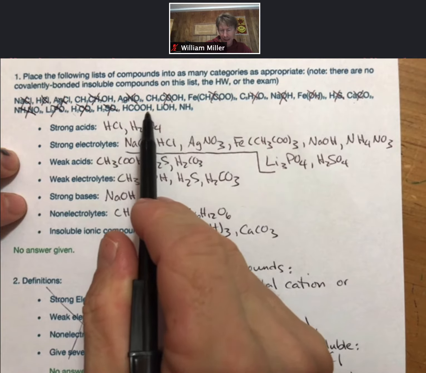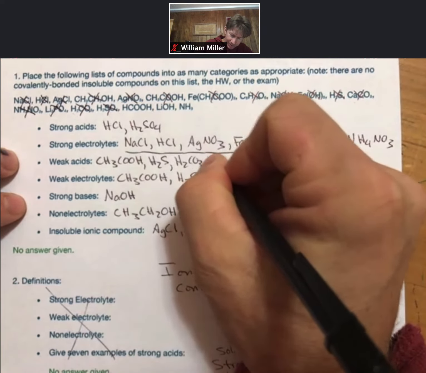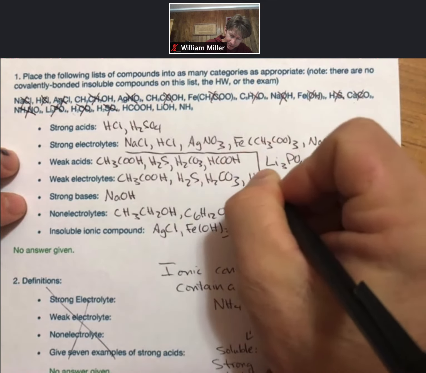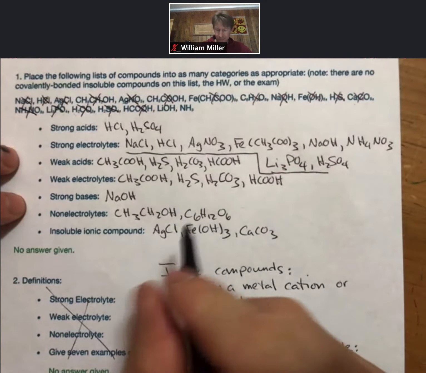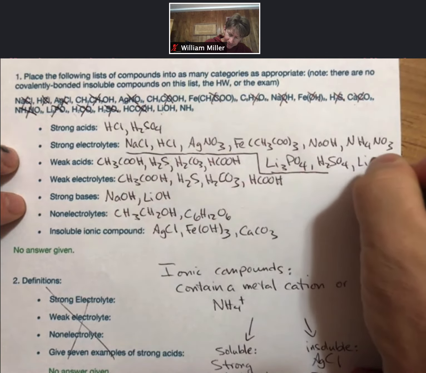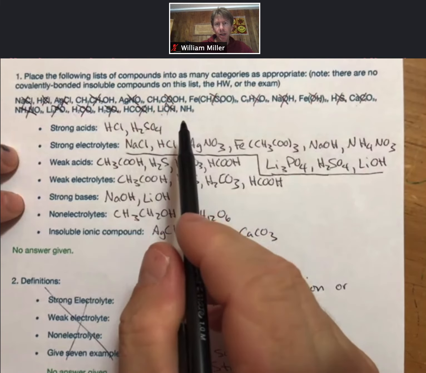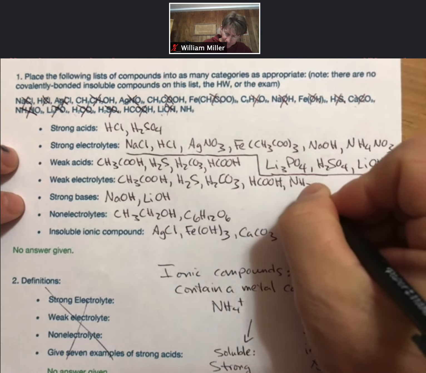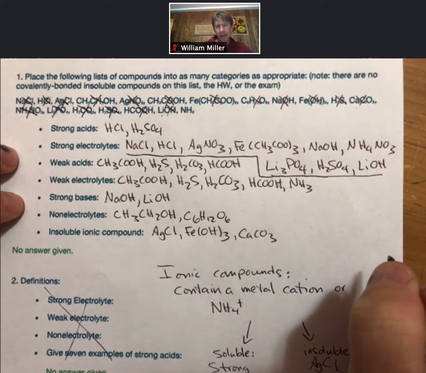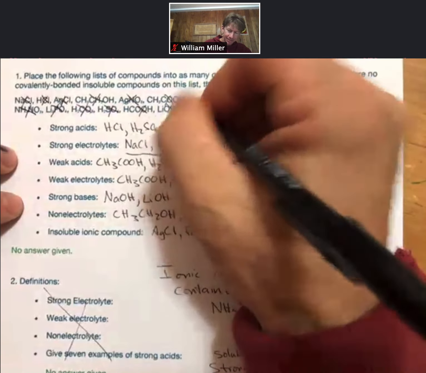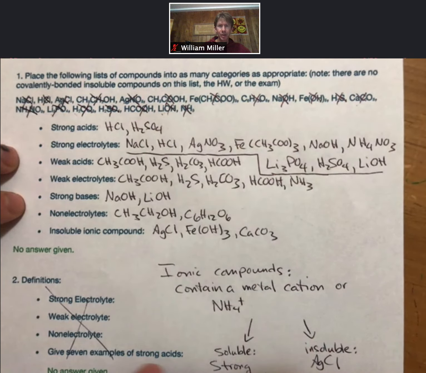COOH in the back, calling card for a weak acid, which is also a weak electrolyte. Metal hydroxide, group 1 hydroxide, strong base and strong electrolyte. I think that's the last one, because ammonia is the only weak base that you have to know. There is no weak base category, but it is also a weak electrolyte. And that is how we classify all these compounds into their different categories, and a little bit of the thought process behind it.